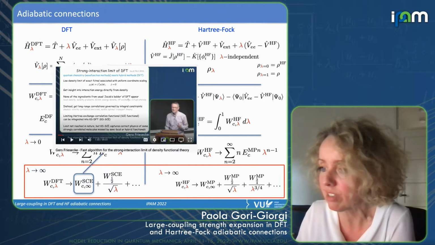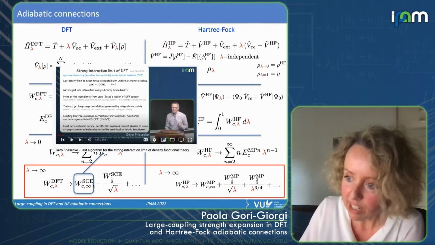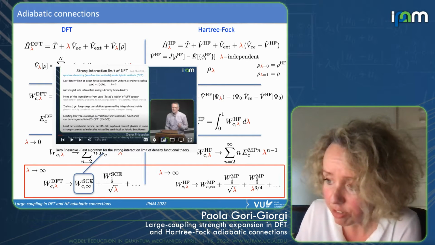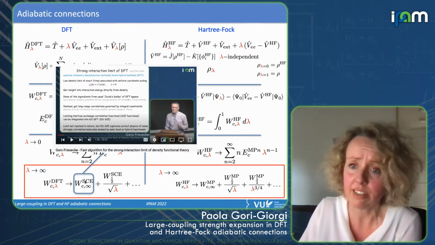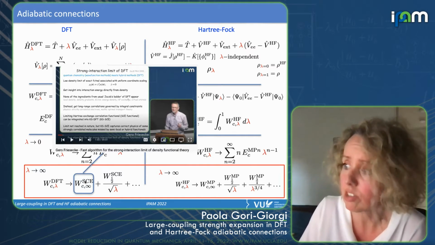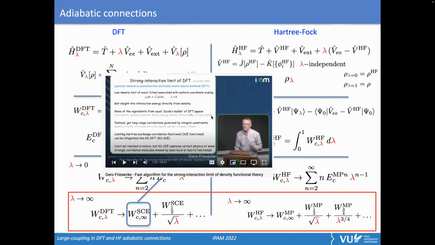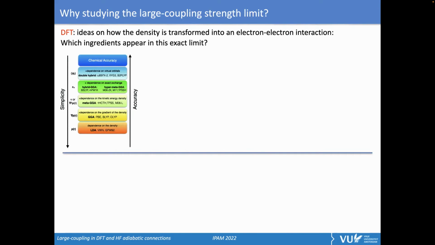Now let me mention that this leading term here in the DFT part, here SE stands for strictly correlated electrons, was illustrated in a very nice way by Gero Friesecke two weeks ago in the other workshop. So I strongly advise to watch this video if you haven't done it. Okay, so one can ask exactly why looking at this large coupling strength limit.